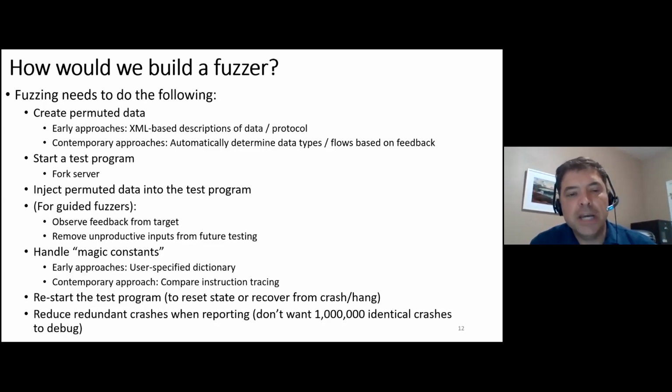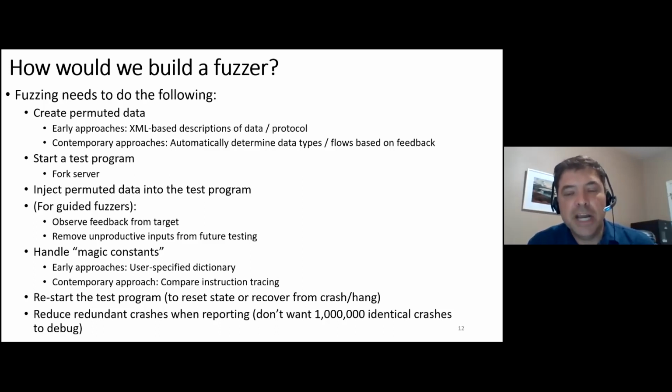You need a way to inject the permuted data into the test program. With a lot of fuzzers, you need to write a little bit of code to say, okay, I'm going to copy this data coming from the fuzzer into these 5 variables that I want to fuzz. So there's a little bit of enabling that has to be done for any of these fuzz harnesses that you want to create.